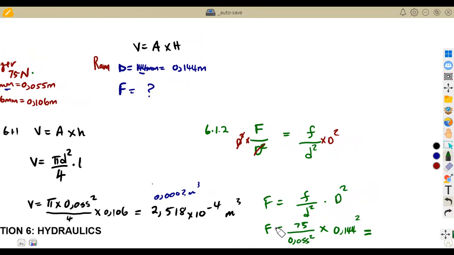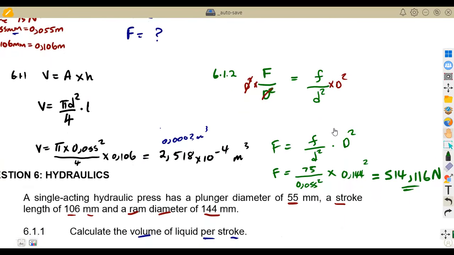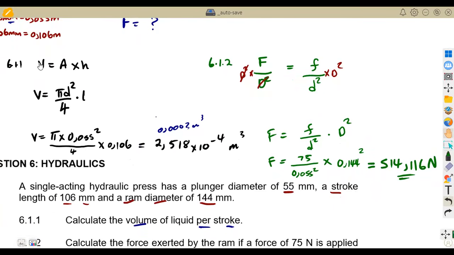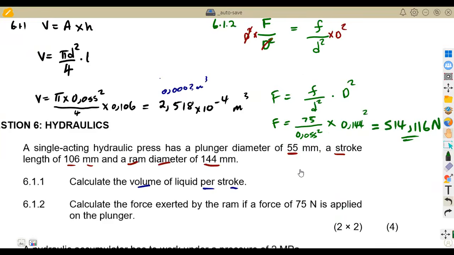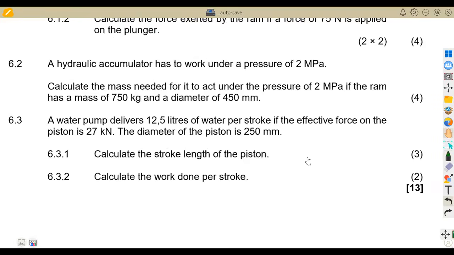So that is going to give us the force on the ram, which is 514,116 Newton in this case. All right, so that was the idea there. That is directly from our Engineering Science N3. If you check the first question, second question, this is our N3. They just repeated what we talked about in our N3, if you still remember these things, guys.